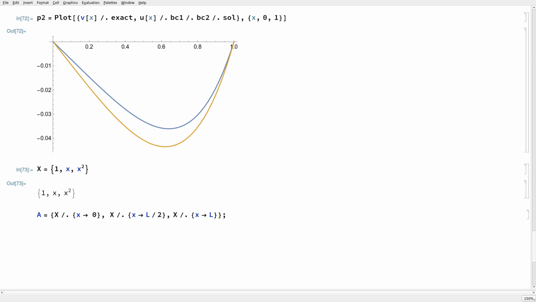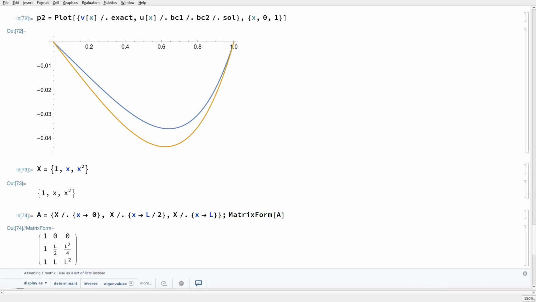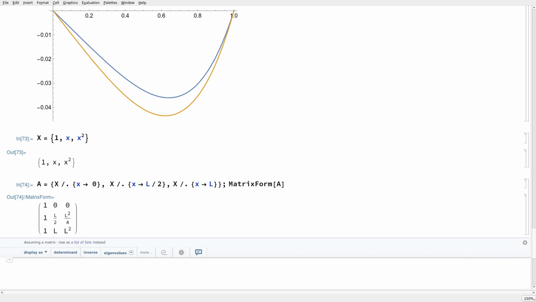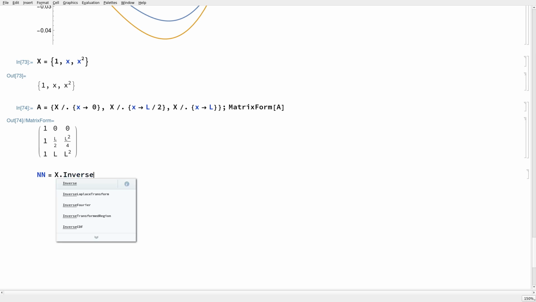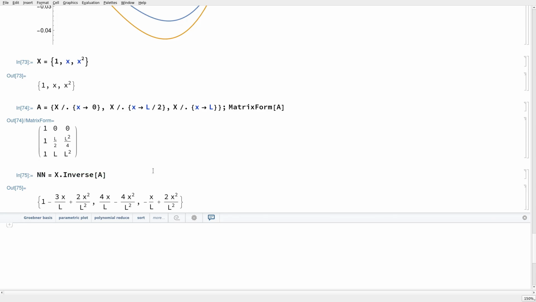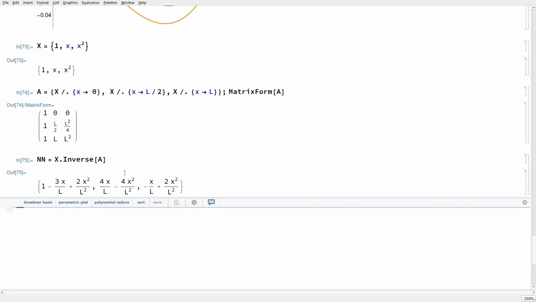It's a matrix, so we'll look at it in matrix form. Everybody agree, that's what I wrote down. So then what did I say? N is equal to x times the inverse of A. Those are my quadratic basis functions.